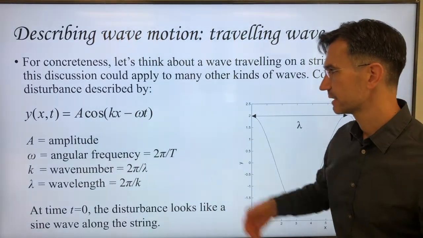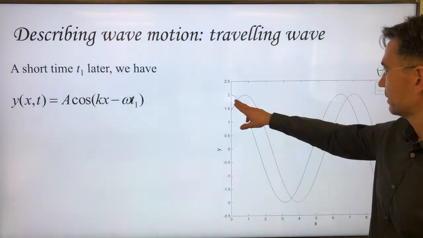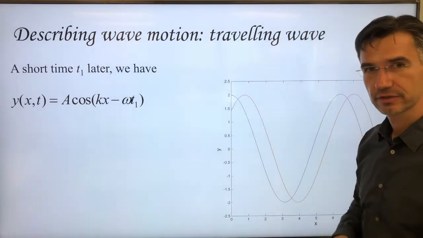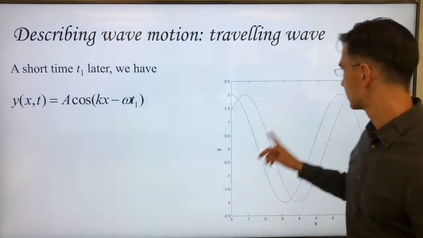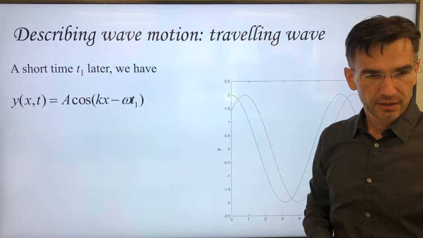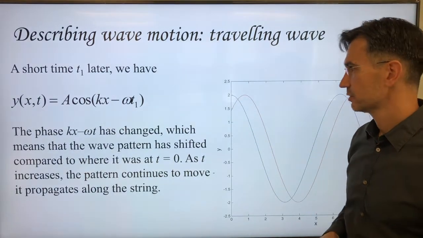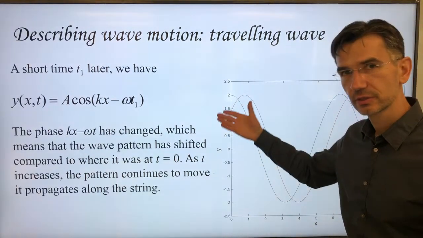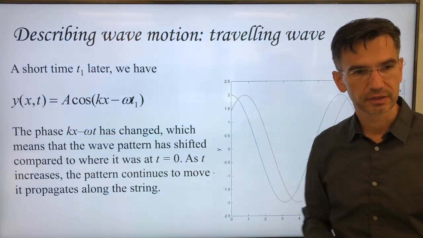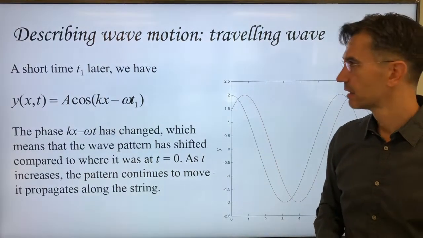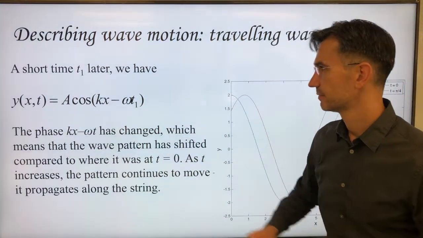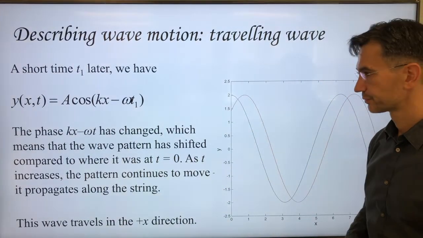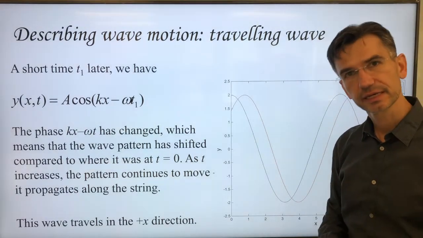Now, a short time later, if time increases, this wave that was initially here will have appeared to have moved slightly to the right. So in this case, time here is pi over 4 seconds. So this is t1, here is pi over 4 seconds. So then the phase of this wave has changed. And as time continues to increase, then the phase will continue to increase, and the pattern will appear to propagate along the string. This is an example of a traveling wave. And here, because we have a negative sign in front of time, this wave actually is propagating in the positive x direction. And we'll see how to create waves in the negative x direction as well.